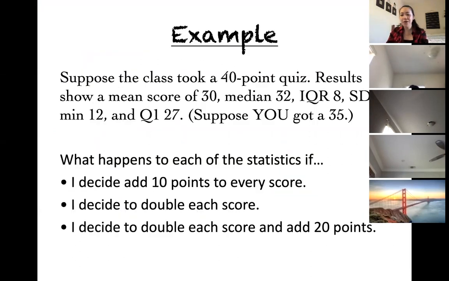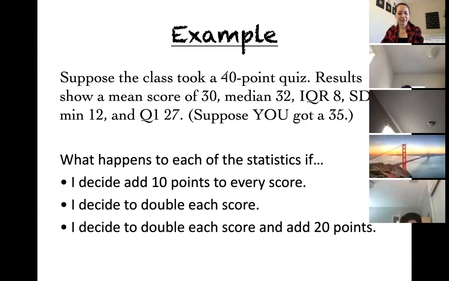So let's go, Nathan. Nathan, can you read this one out for us? Suppose the class took a 40-point quiz. Results show a mean score of 30, median 32, IQR 8, standard deviation 6, min 12, and Q1 27. Suppose you got a 35. What happens to each of the statistics if I decide to add 10 points to every score, I decide to double each score, and I decided to double each score and add 20 points.